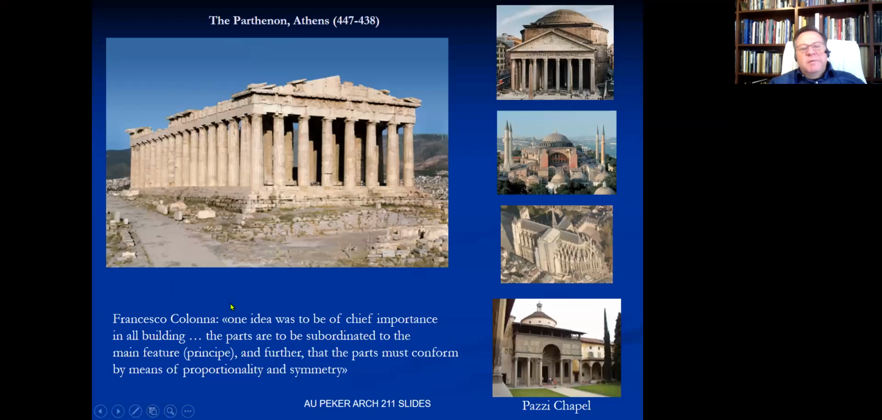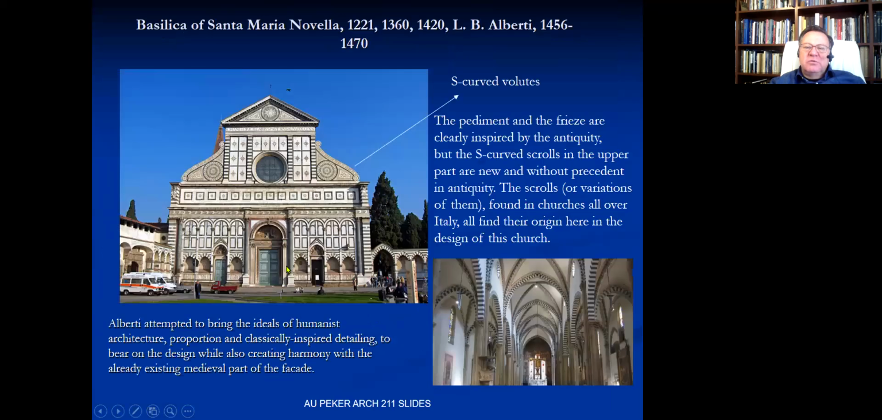Colonna underlines this notion of chief importance, which is the central piece. And the parts must be subordinated to this central idea. This Renaissance theory openly introduces us with this design principle, which started in the 15th century. Pazzi Chapel is a good case to illustrate it.